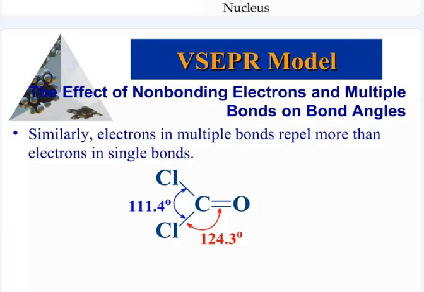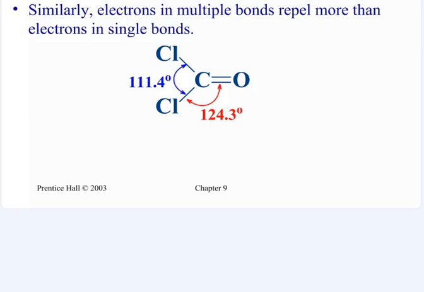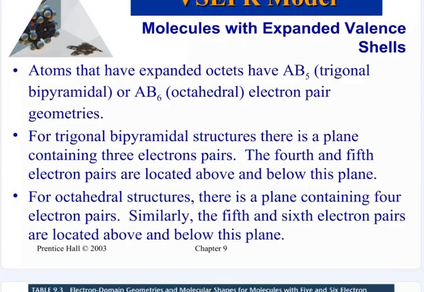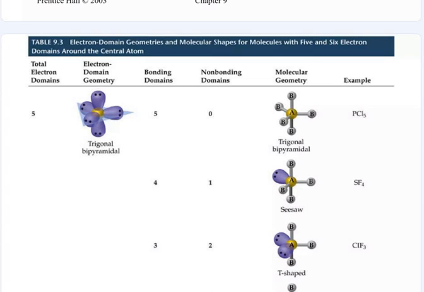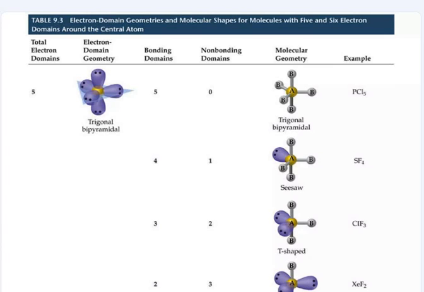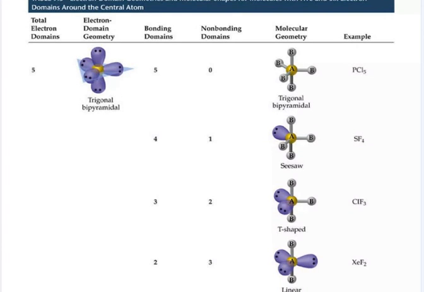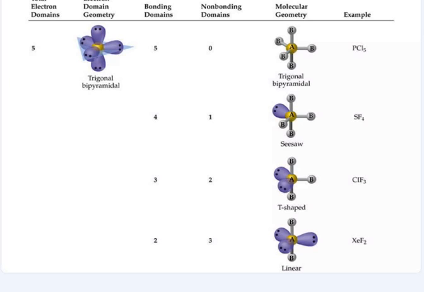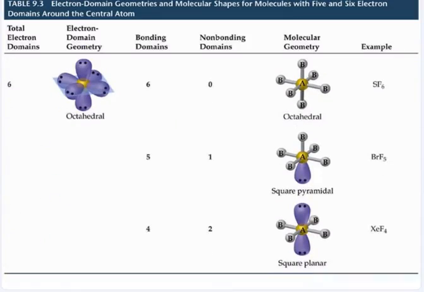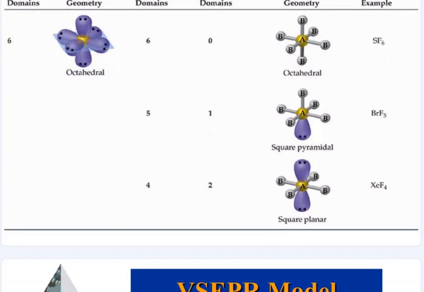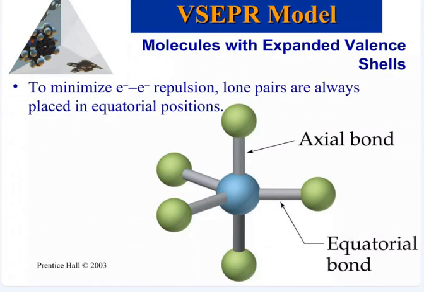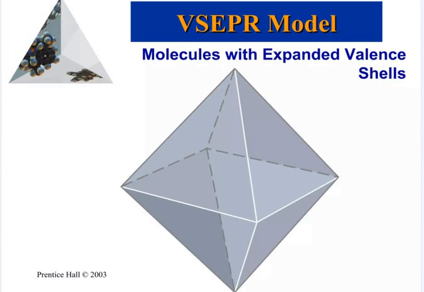Similarly, electrons in multiple bonds repel more than electrons in a single bond. So you have examples like this. If you have trigonal bipyramidal, you can see PCl5 trigonal bipyramidal, SF4 seesaw shape, very important, ClF3 T-shaped, and XeF2 linear. Now octahedral: you have square pyramidal, BrF5 for example, and XeF4 square planar. You see the different types of bond, axial bond and equatorial bond. This is the shape.